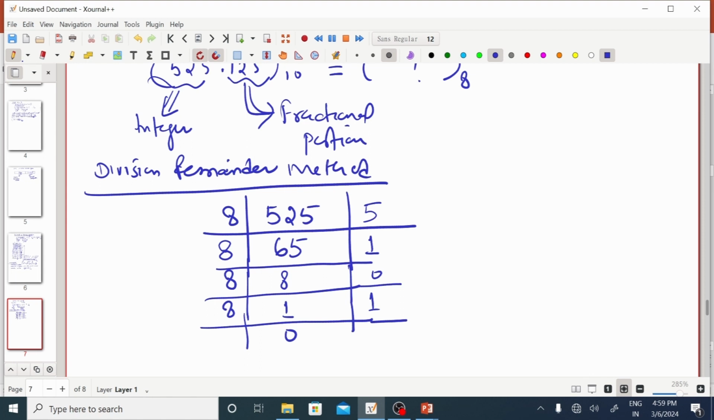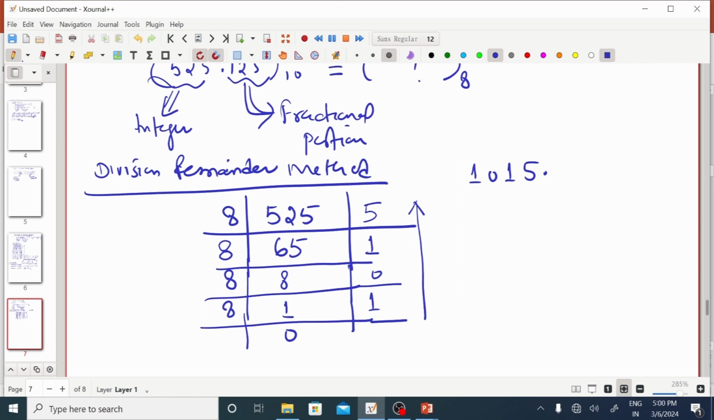and then write down the integer portion equivalent in the octal number system. Write down the remainders in reverse order, from bottom to top. So that is 1015, the octal equivalent of the integer portion of the decimal number system.